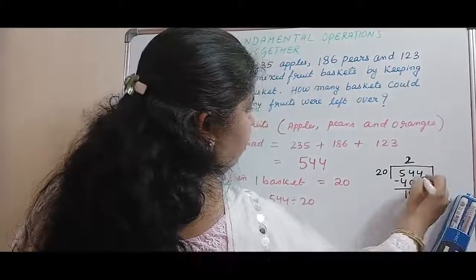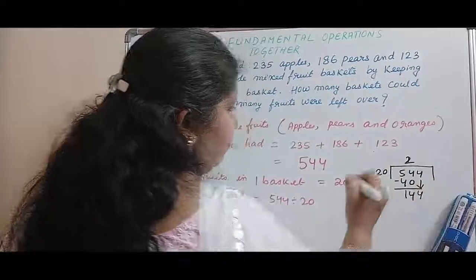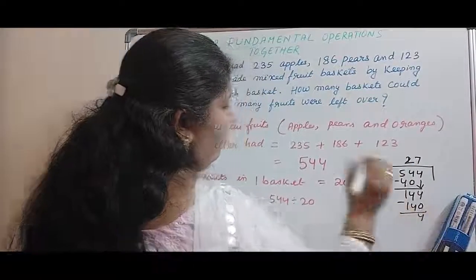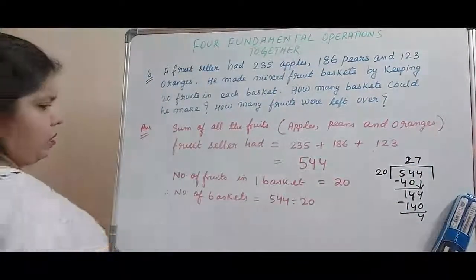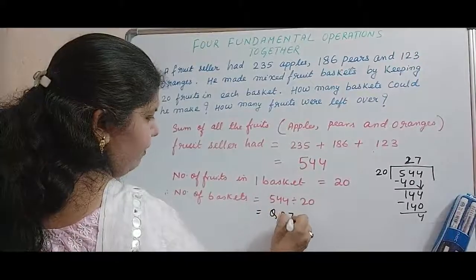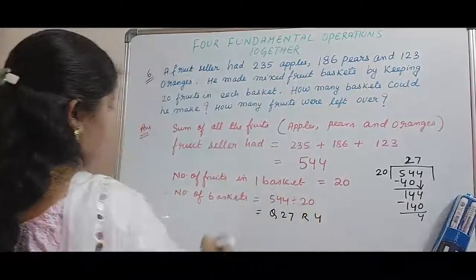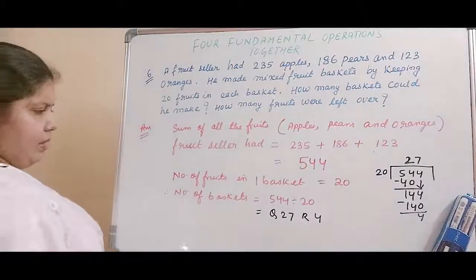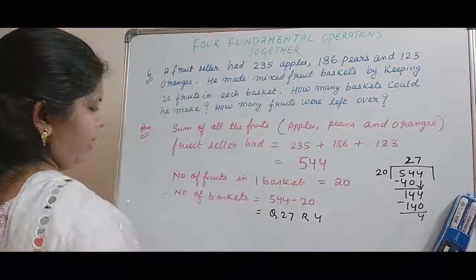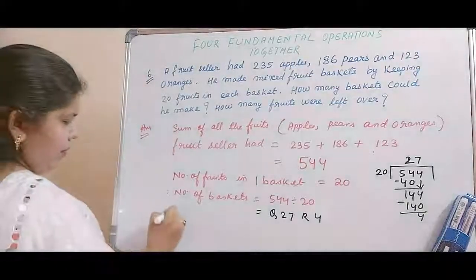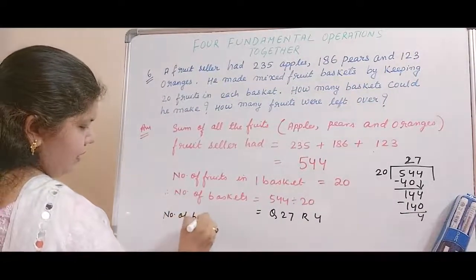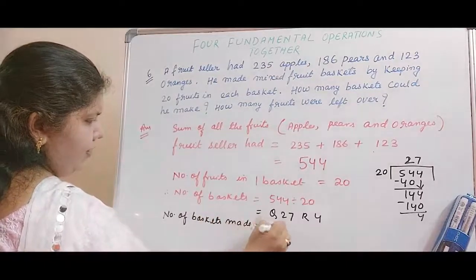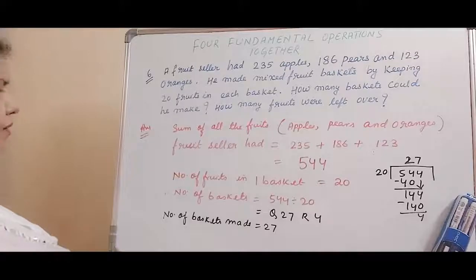14 is what you got after subtraction. 4 comes down, 144. 20 7s are 140 and you got remainder as 4. So this implies quotient 27 and remainder 4. So if you have to tell the number of baskets, how many baskets could he make? So one statement, number of baskets made equal to 27.